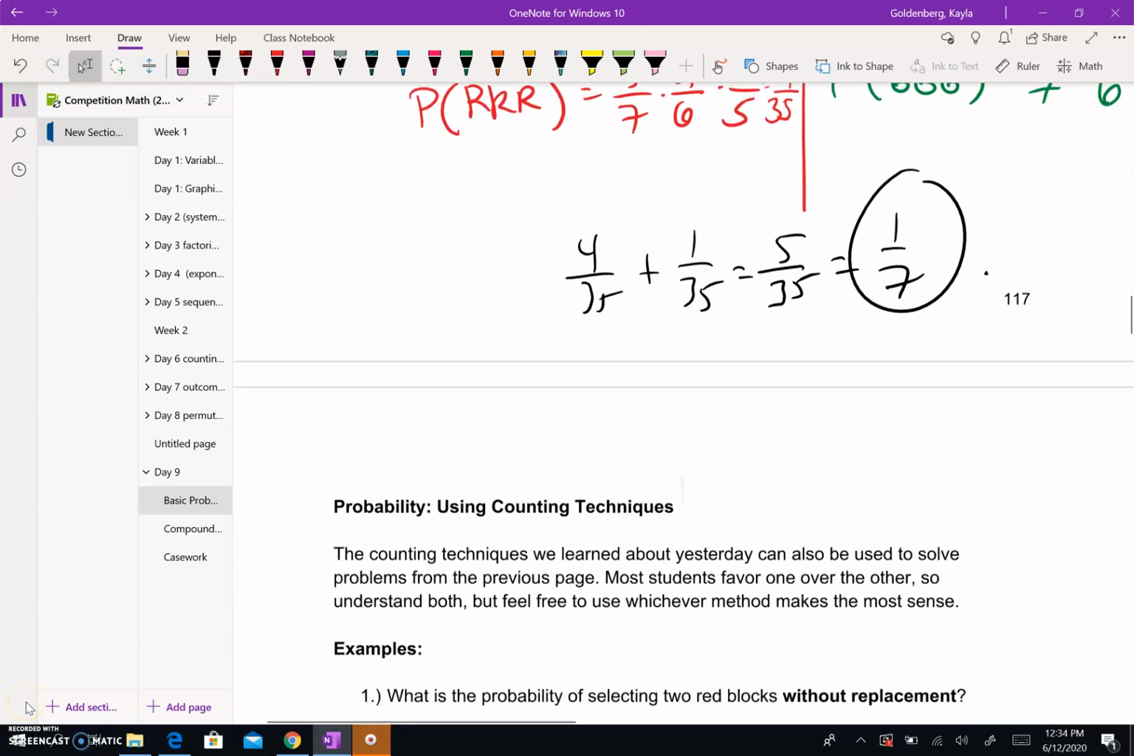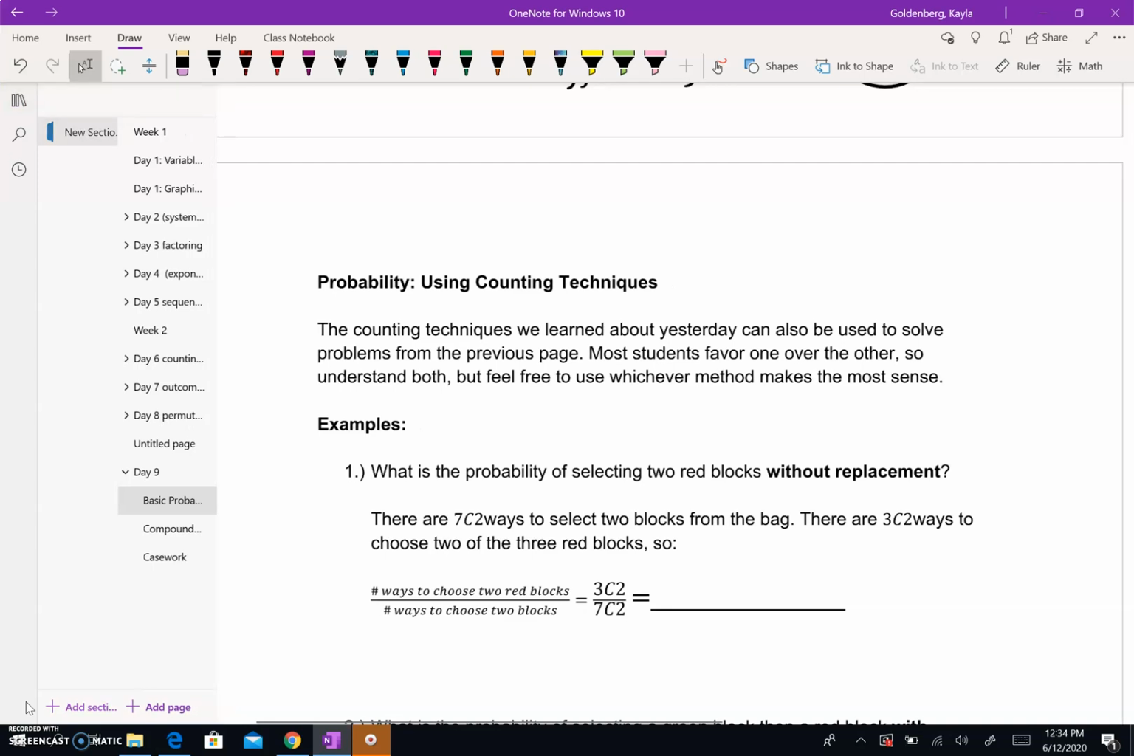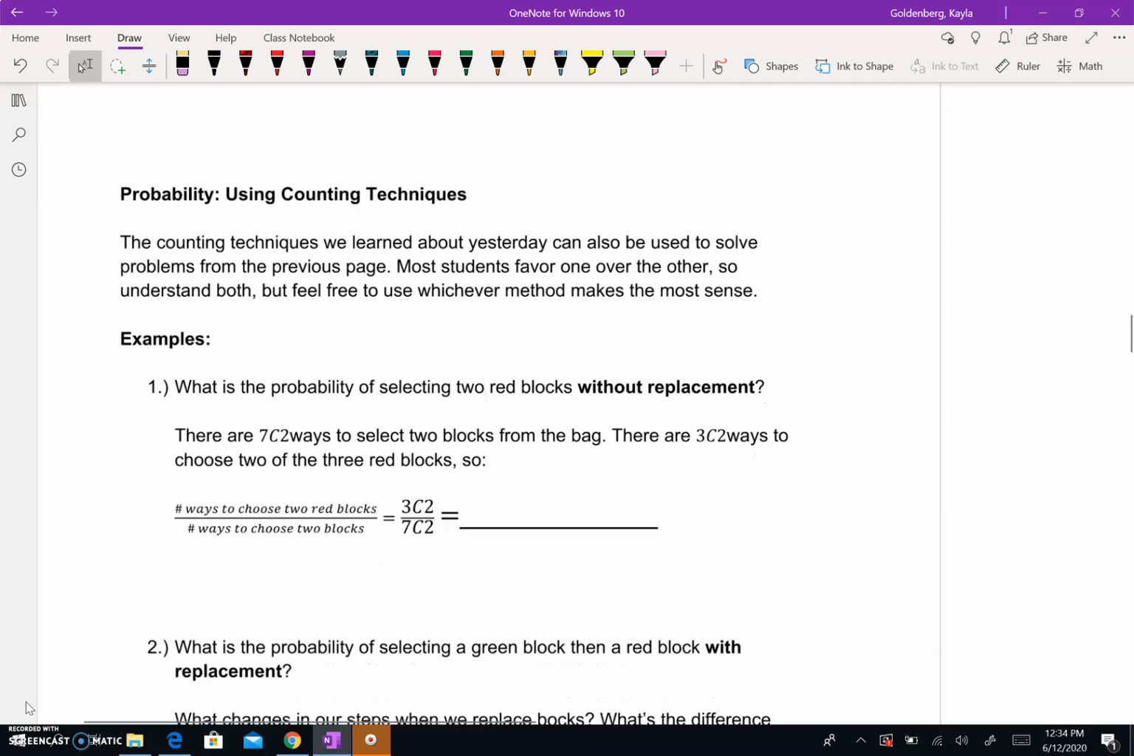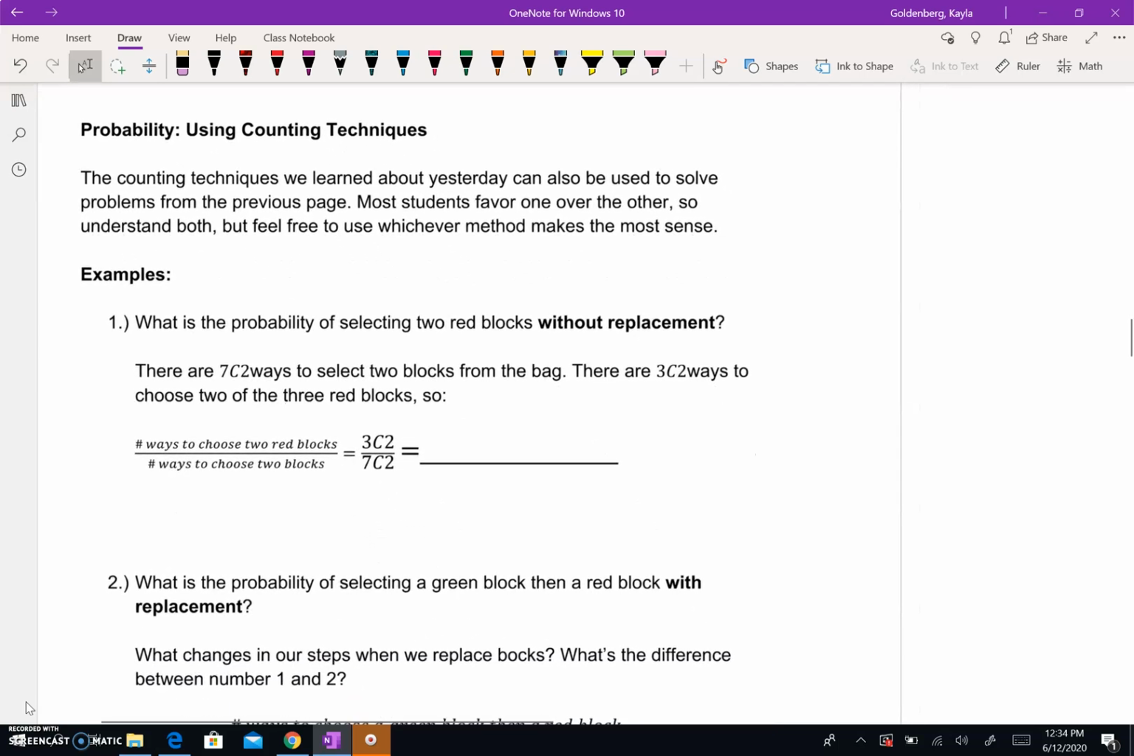Welcome back, guys. We are continuing on with basic probability. This is part 2. And so going on to the next page, we're on 118, just continuing from last video.